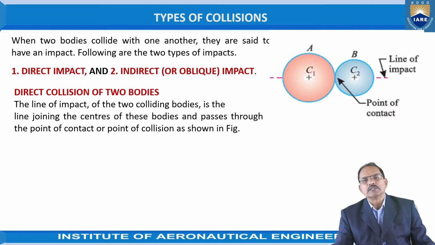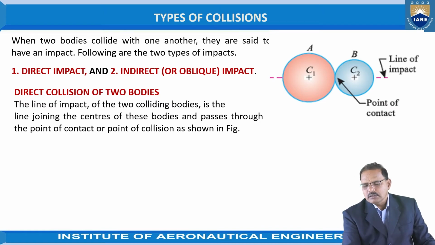Direct collision of two bodies. In this case, the two bodies are moving in linear directions before the impact, and after the collision also, if they move in the same line of motion, then the type of collision is called direct collision or direct impact. That is, the line of impact of the two colliding bodies is the same as the line joining the centers of these two bodies and passes through the point of contact or point of collision, as shown in figure.